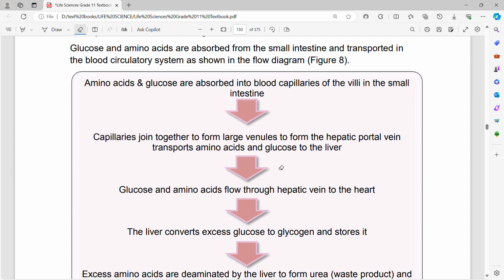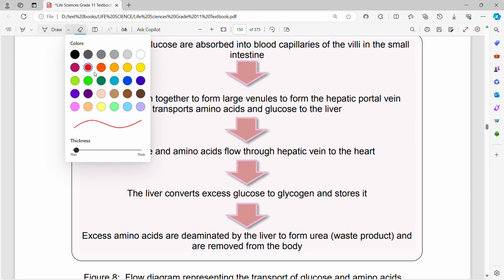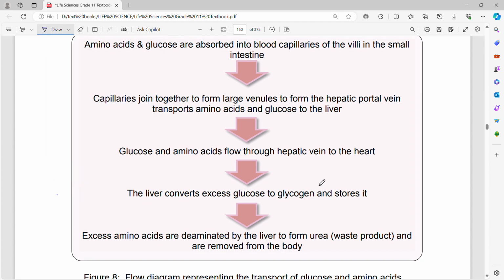in the small intestine. Then from there, capillaries will join together to form large venules, which will form the hepatic portal vein. Hepatic portal vein, right? It will transport your amino acid and glucose to the liver. Then glucose and amino acid will flow through the hepatic portal vein to the heart.